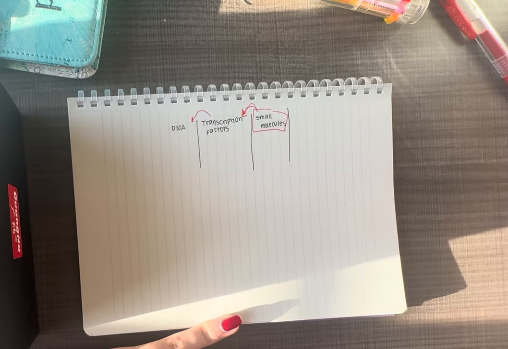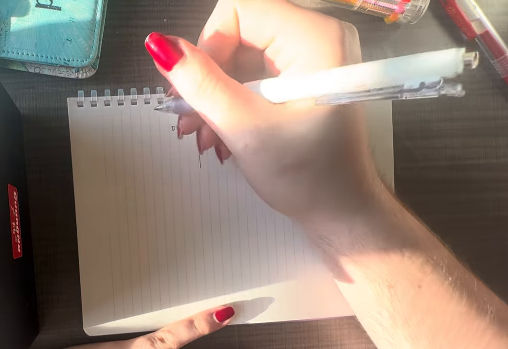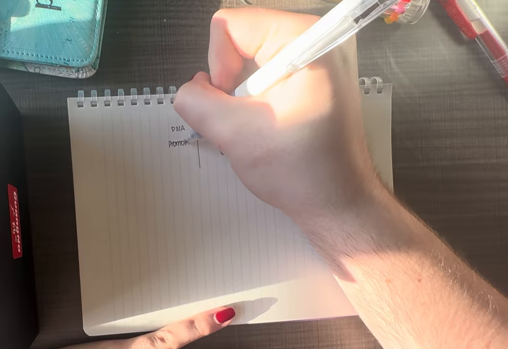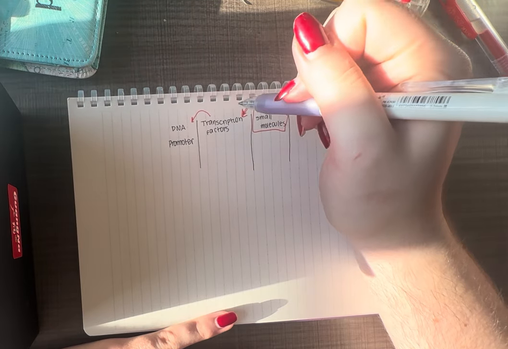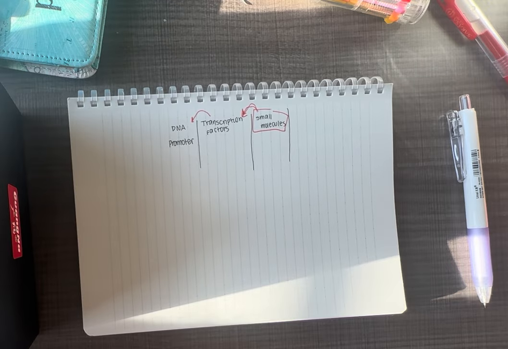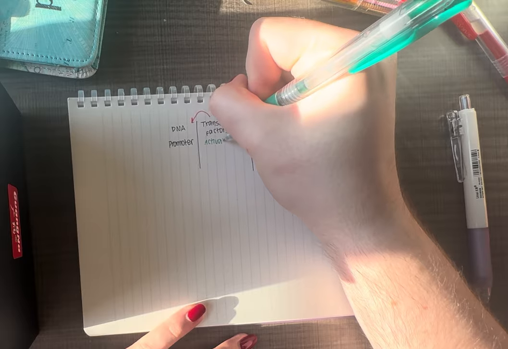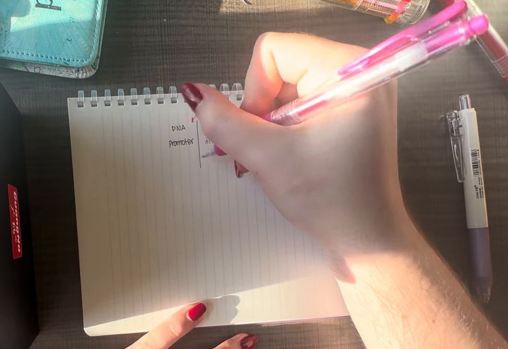Let me get a dark color. Okay, so for the DNA aspect, we will only be talking about promoters. So the transcription factors, regardless of which one they are, they will bind to promoters. The transcription factors can either be activators or they can be repressors.